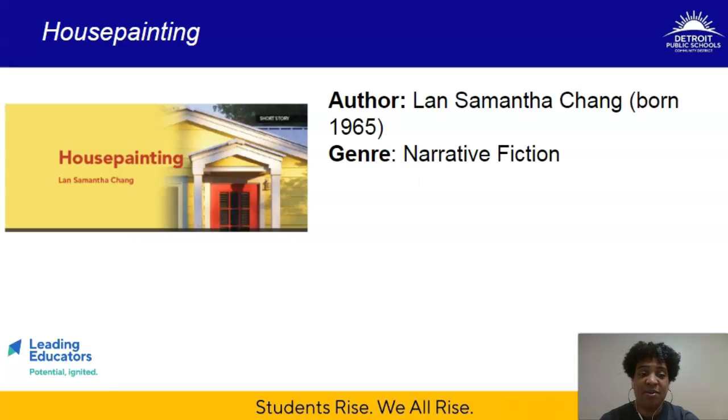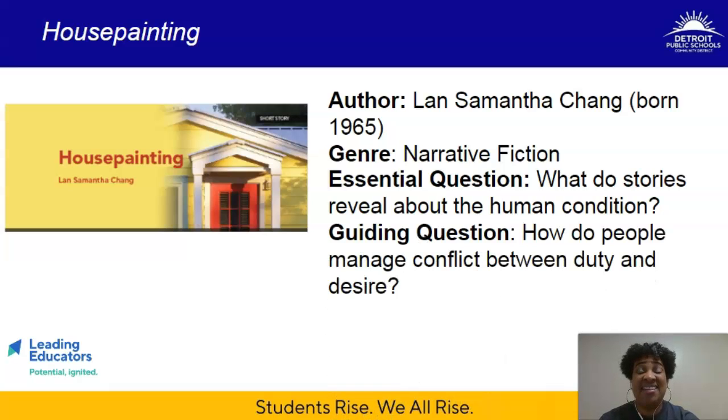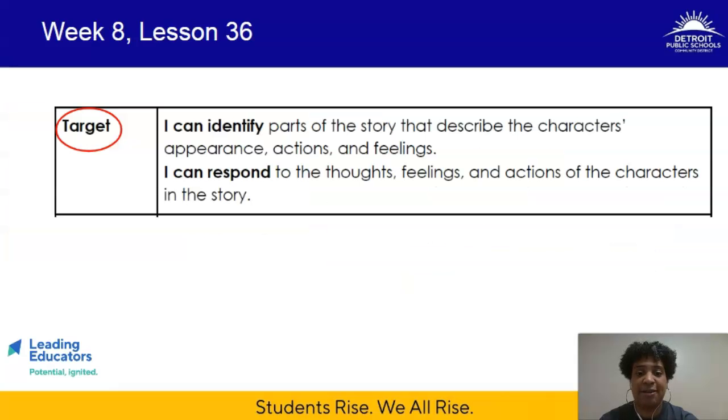Another reminder that we're reading the story Housepainting by Lan Samantha Chang, and that it's a fictional narrative text. It is connected to our central question, what do stories reveal about the human condition? And the specific guiding question for this text, how do people manage conflict between duty and desire? And now that you've read this story in its entirety, you should have a better idea of how that guiding question fits in the plot.